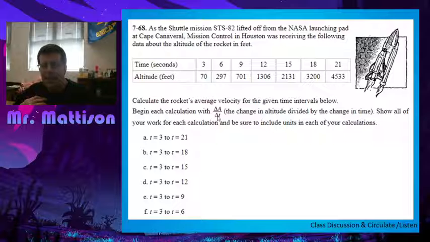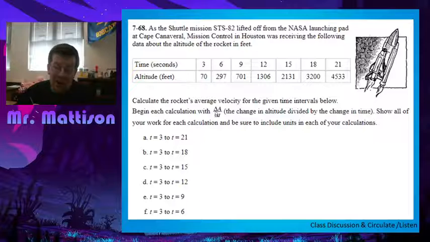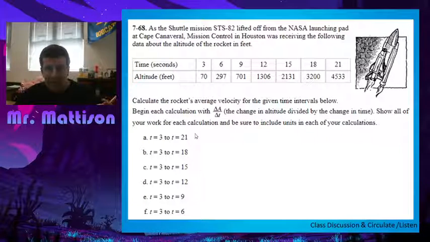So delta A is our change in altitude over delta T, our change in time. If we look at these examples here, we're looking at, hey, what's the delta A over delta T for the time period of 3 to 21? So between 3 and 21 seconds, what was the average speed, which is the altitude over the certain time period, right?